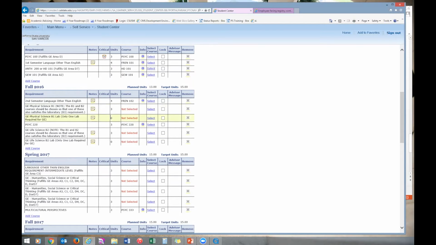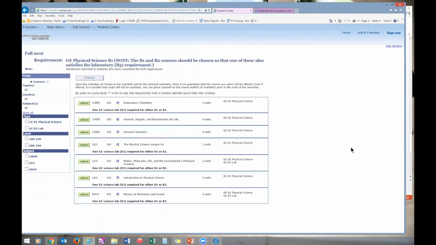Some of you may notice that this lab line is 0 units. Well, why is it 0 units? Well, that's because we have some 3-unit courses that have a lab already built in, so you don't earn an additional unit. So let's go through and select what physical science course would be best for Casey.